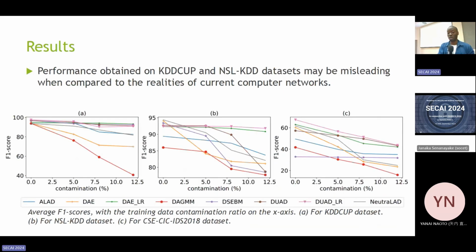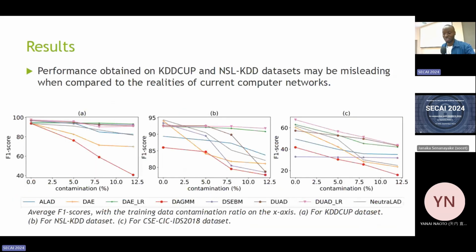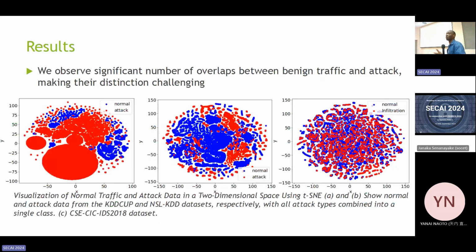And yeah, so we try to understand why, in the old KDD data set, the model was performing well even when we increased the contamination rate. We projected those data sets into a 2D space using a t-SNE representation. From there, we can see that there are fewer overlapping points.